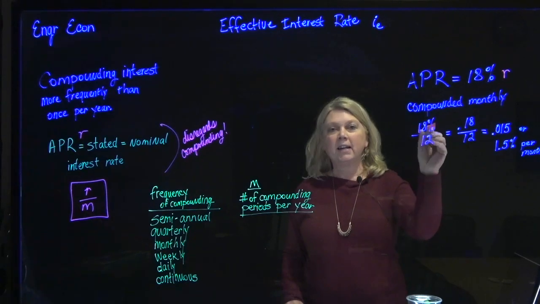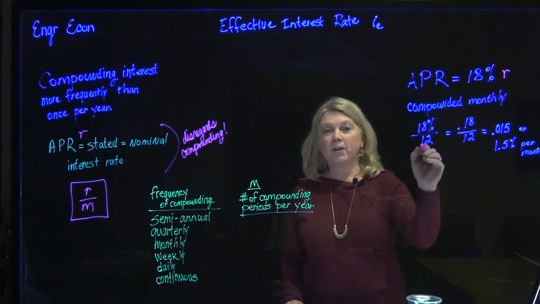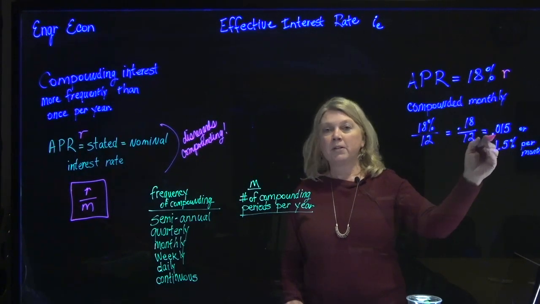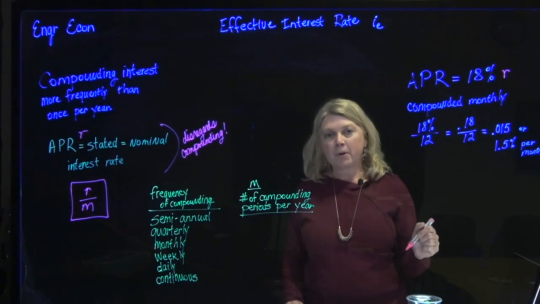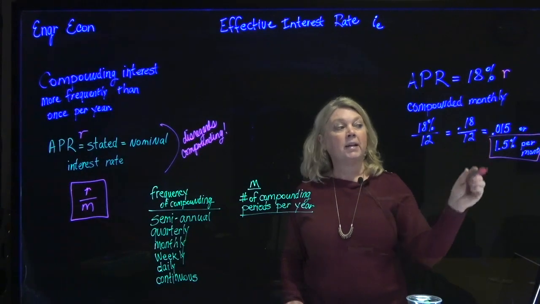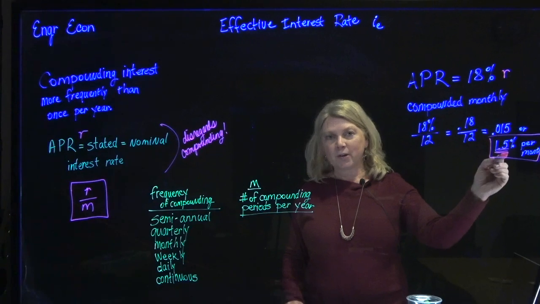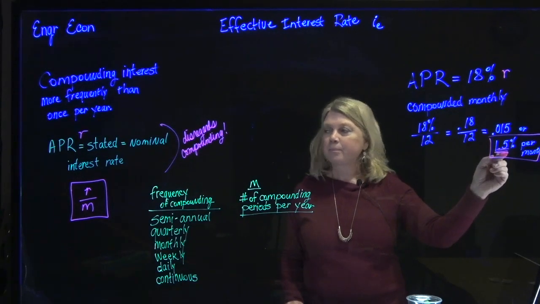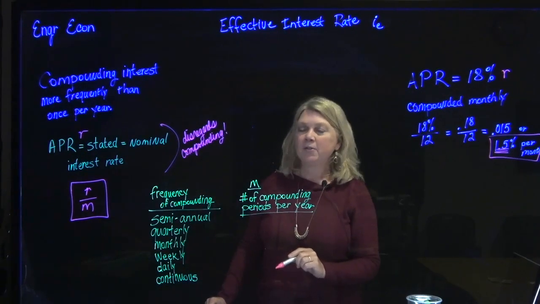So you just take the 18%, divide it by number of months in a year. It's compounded monthly, so we have 12 months in a year. So it equals 0.015 on the calculator, or 1.5% interest per month. And that's what we will be using then in our problems. If interest is compounded monthly, we have to make sure that we have our interest rate on a monthly basis as well. R over M is going to be something that you'll be using.